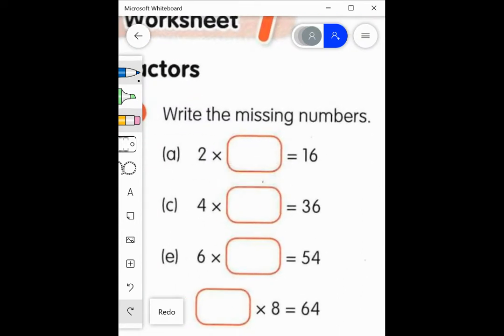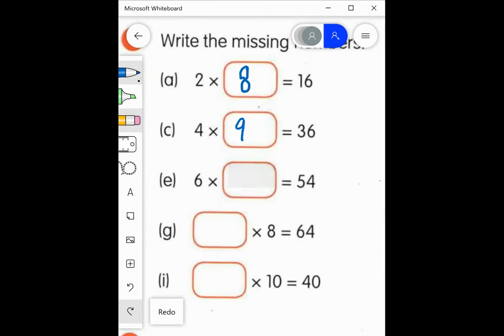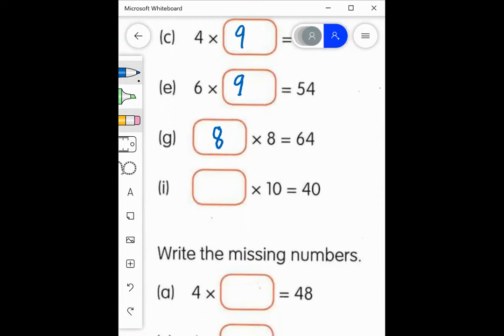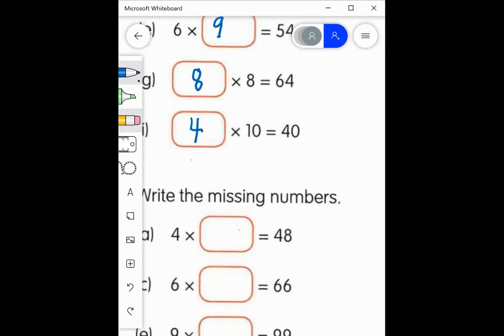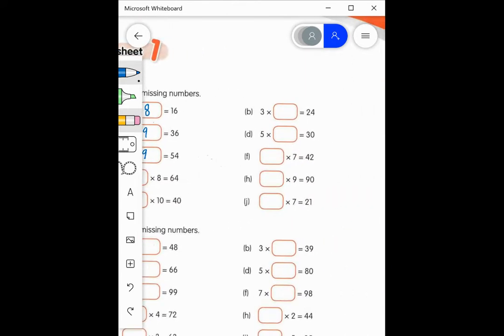So here we'll write 2 times 8 and 4 times 9 equals 36. And then 6 times what equals 54? We'll say 9. And then 8 times 8 equals 64. 4 times 10 equals 40. And then I think we got to go over to the column in the right side.